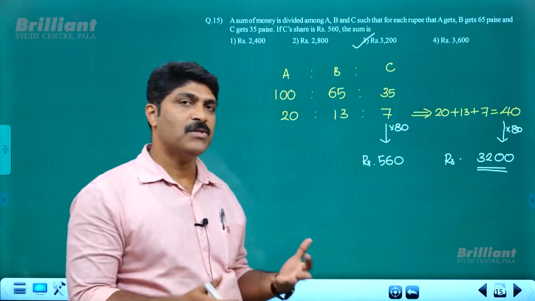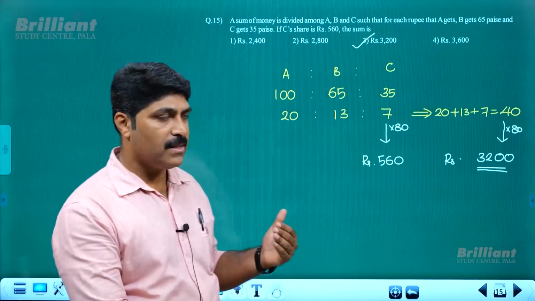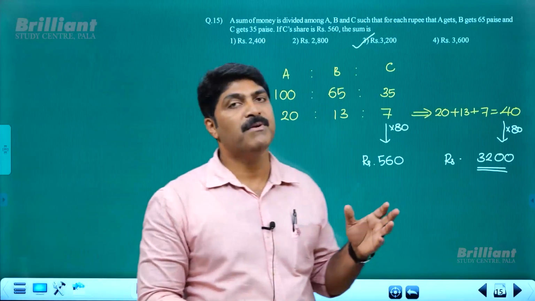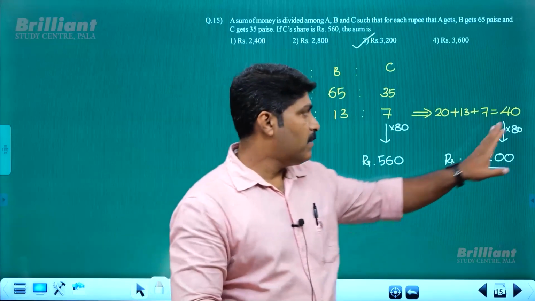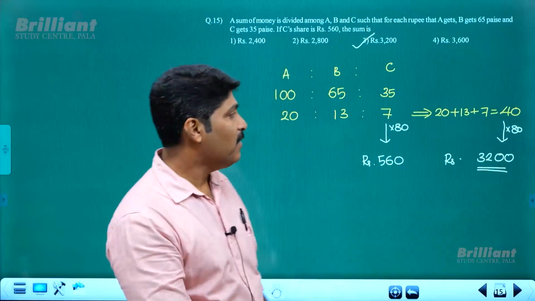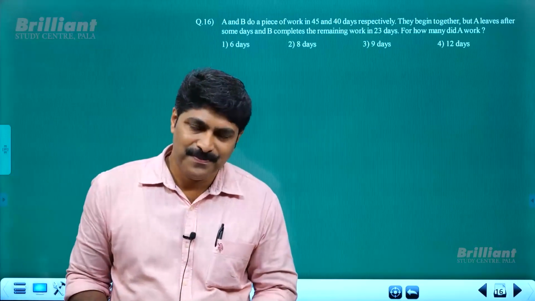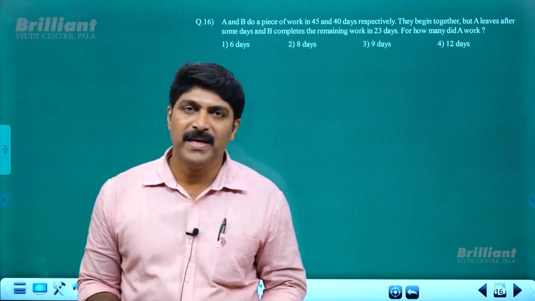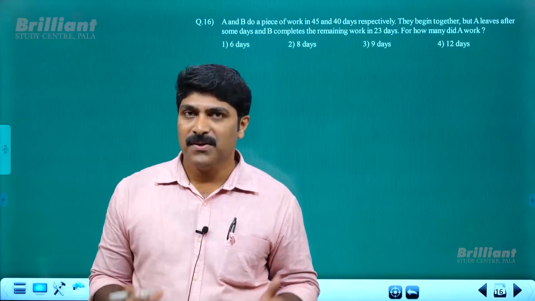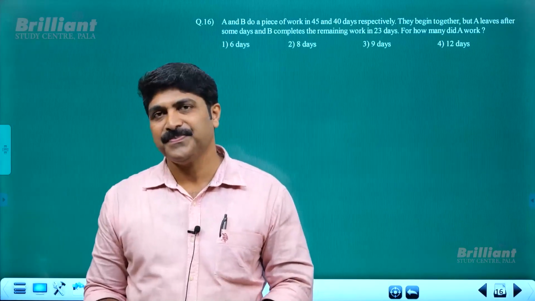Instead of doing too many lengthy calculation steps, you can consider that 7 is representing 560. Then what kind of multiplication was performed there? Here 7 into 80 will be equal to 560. In a similar way, 40 into 80 will be the final answer. That's a question from time and work. You have to learn the basic LCM kind of approaches for time and work problems. Based on that idea, you can reach the conclusion of this type of tricky questions.